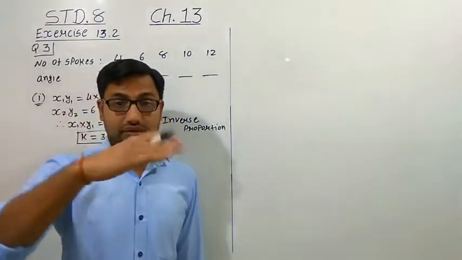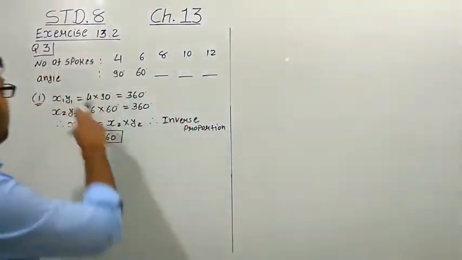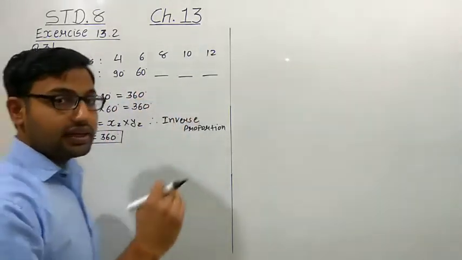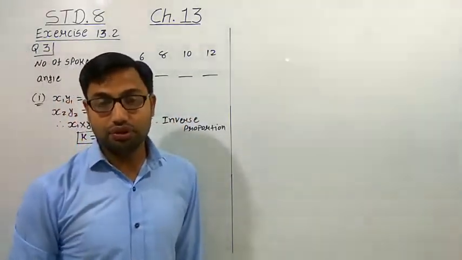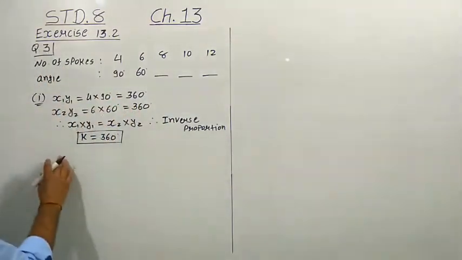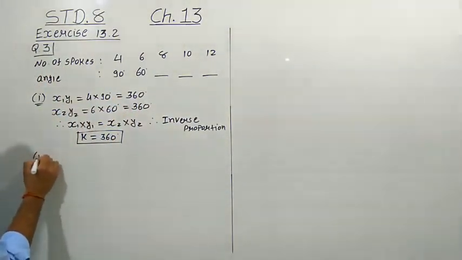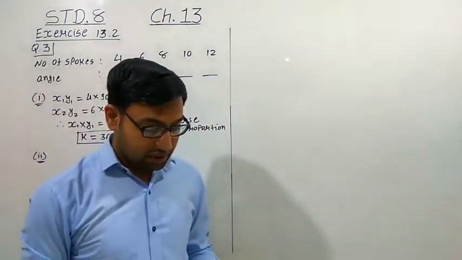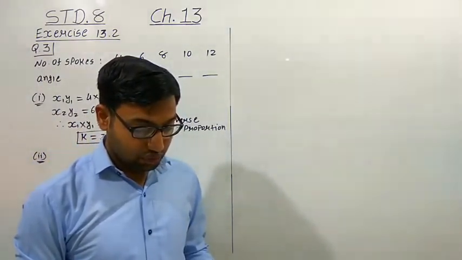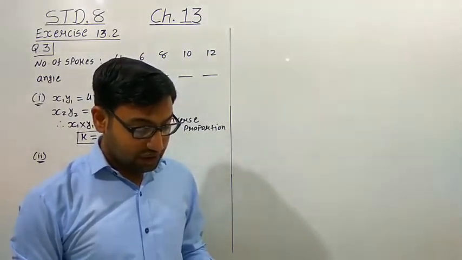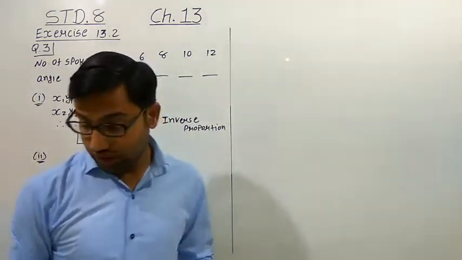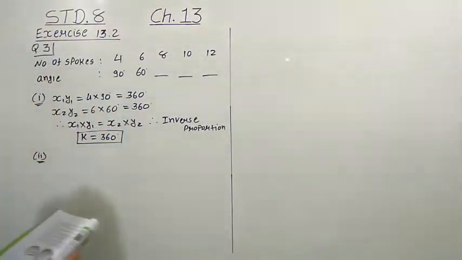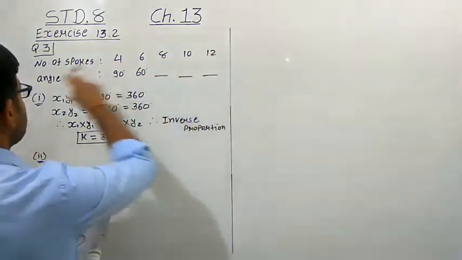Now as we increase the number of spokes, the angle we are getting here decreases, and that is what inverse proportion is, right? Okay, so the first question we have answered here. Now the second question asked here is, calculate the angle between a pair of consecutive spokes on a wheel with 15 spokes. Here we have to find out if the number of spokes is equal to 15, then what will be the angle?